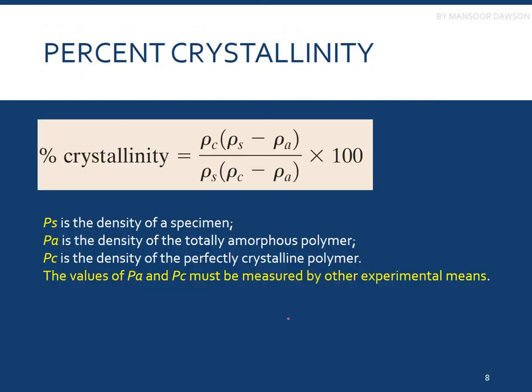Okay, so let's now calculate the percentage crystallinity. In a polymeric material, we usually find this percentage crystallinity, that is, how much amount of polymer is crystalline and how much of that is amorphous. So you know that rho C is the density of a perfectly crystalline region, and rho S is the total density of the specimen. And rho A is the density of the perfectly amorphous part of the polymer.